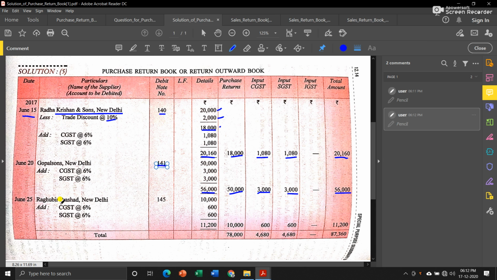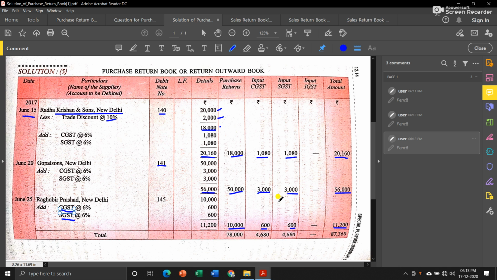So we will write Raghubir Prasad, New Delhi. Since there is no trade discount, we are just claiming our allowance, directly we will add CGST and SGST at 6%. 6% of 10,000 is 600 each. So in purchase return we will write 10,000, then CGST 600, SGST 600, and all together in total amount we have 11,200. Now this is how you prepare purchase return book. I hope you have understood this one.